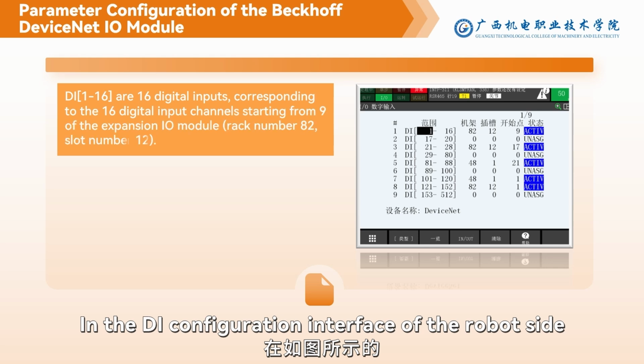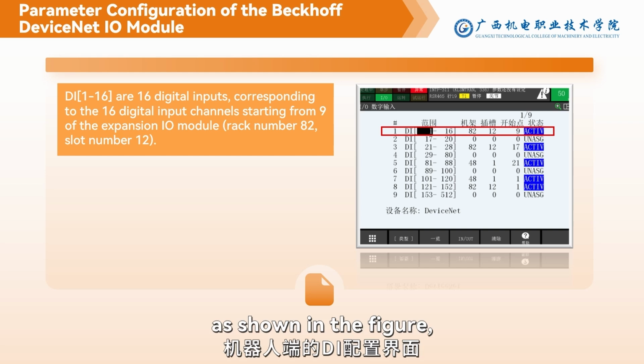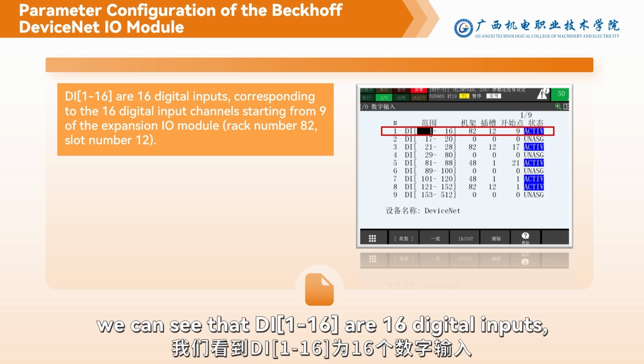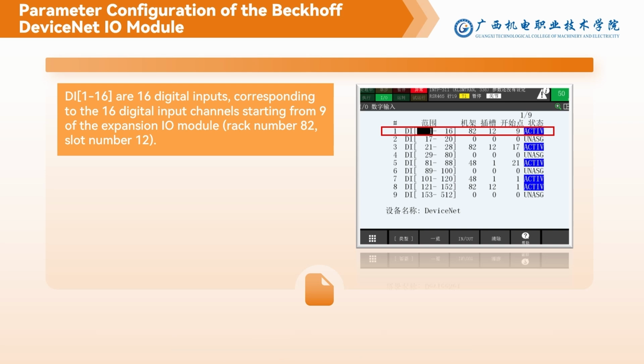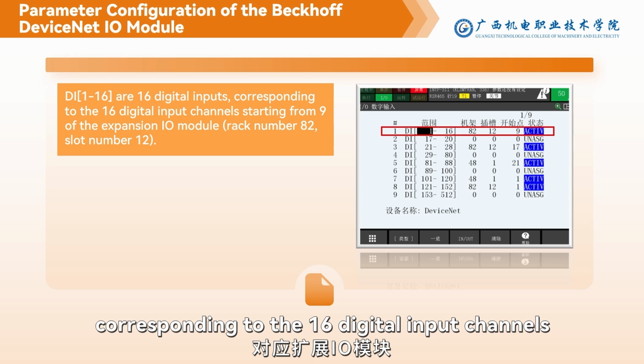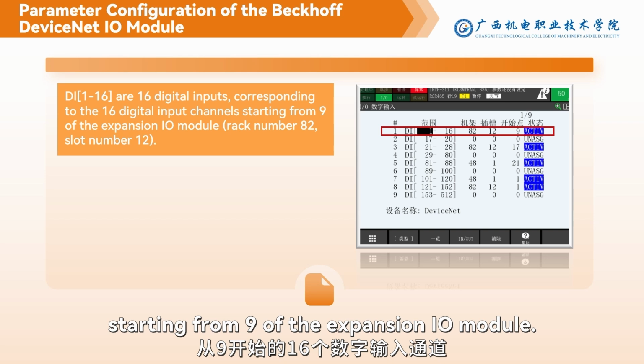The address of this I/O model in the DeviceNet bus is 12, and the corresponding rate number is 82. In the DI configuration interface of the robot side, as shown in the figure, we can see that DI 1 to 16 are 16 digital inputs, corresponding to the 16 digital input channels starting from 9 of the expansion I/O model.